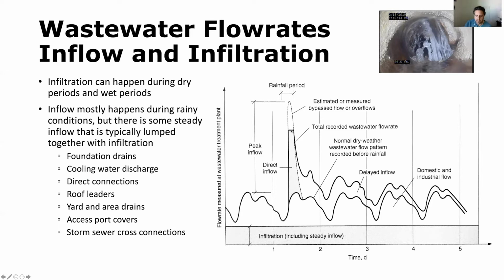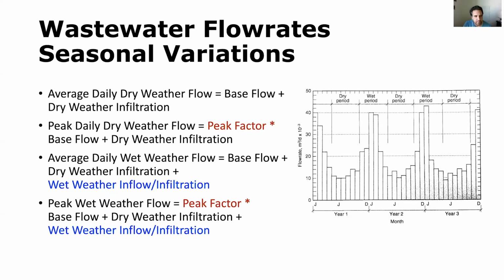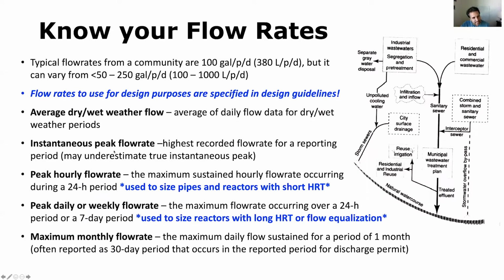So many facilities now have online real-time measuring and monitoring of flow rates, but some systems, especially in smaller towns, may do the flow rate measurement manually. All right, so that's the instantaneous peak flow rate. It tends to happen during rain periods. We've also got peak hourly flow rates, which are the maximum sustained hourly flow rate that occurs during a 24-hour period. These flow rates tend to be used to size pipes and maybe also some reactors with short retention times.